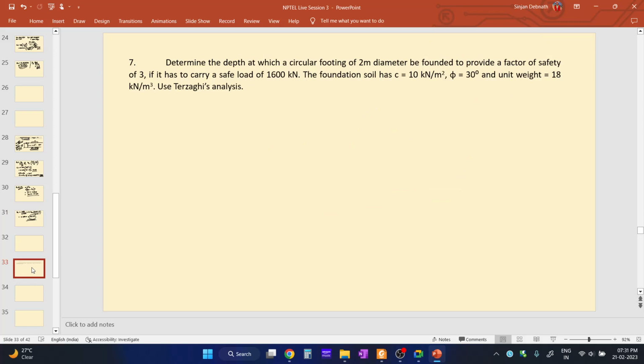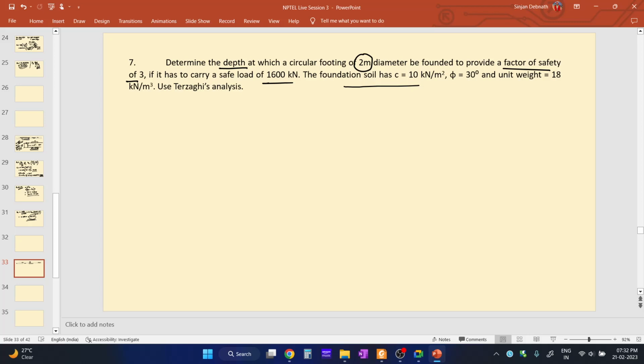So let's come to the final problem of this session. So what is the question? Determine the depth at which a circular footing of 2-meter dia be founded to provide a factor of safety of 3 if it has to carry a safe load of 1600 kilonewton, and the foundation soil has cohesion value of 10 kilonewton per meter square, phi value of 30 degrees. The unit weight of the soil is 18 kilonewton per meter cube.